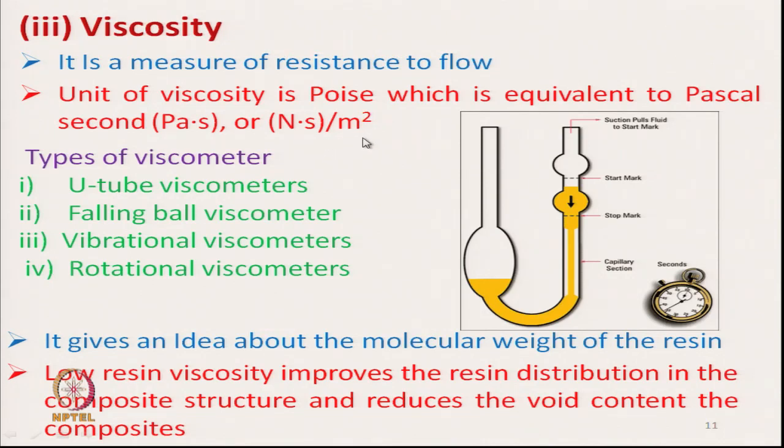There are different types of measurement techniques. A very commonly used measurement technique in the laboratory is the U-tube viscometer, which is normally used for thermoset resins. Other methods are the falling ball viscometer, the vibrational viscometer and the rotational viscometer. The diagram shows the U-tube viscometer.